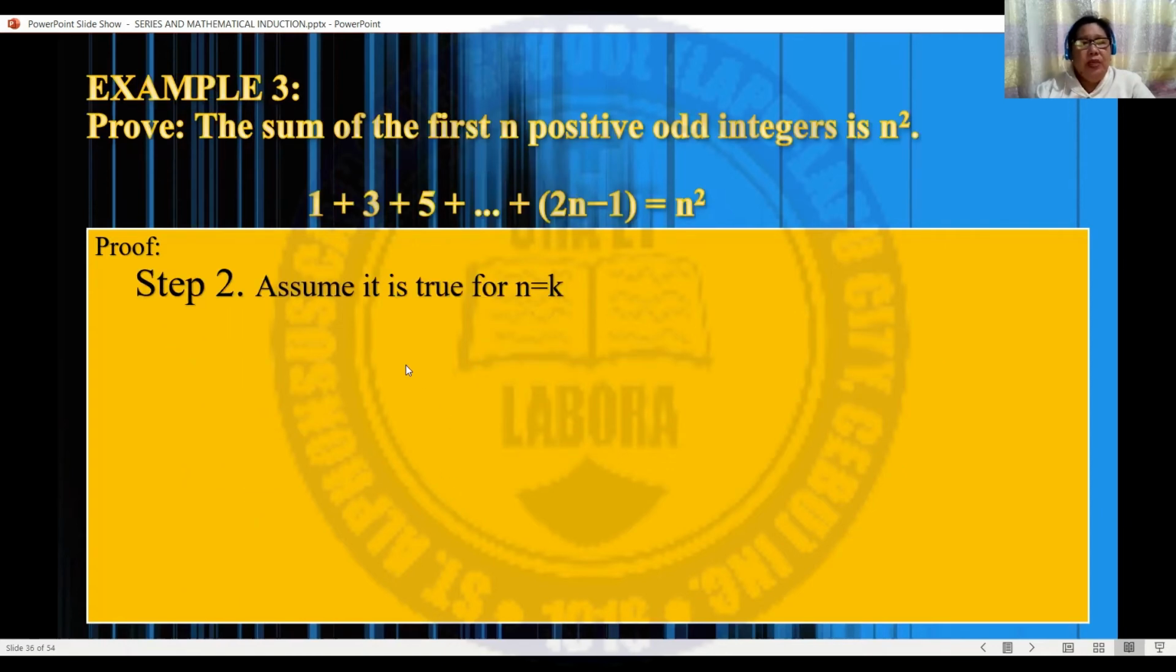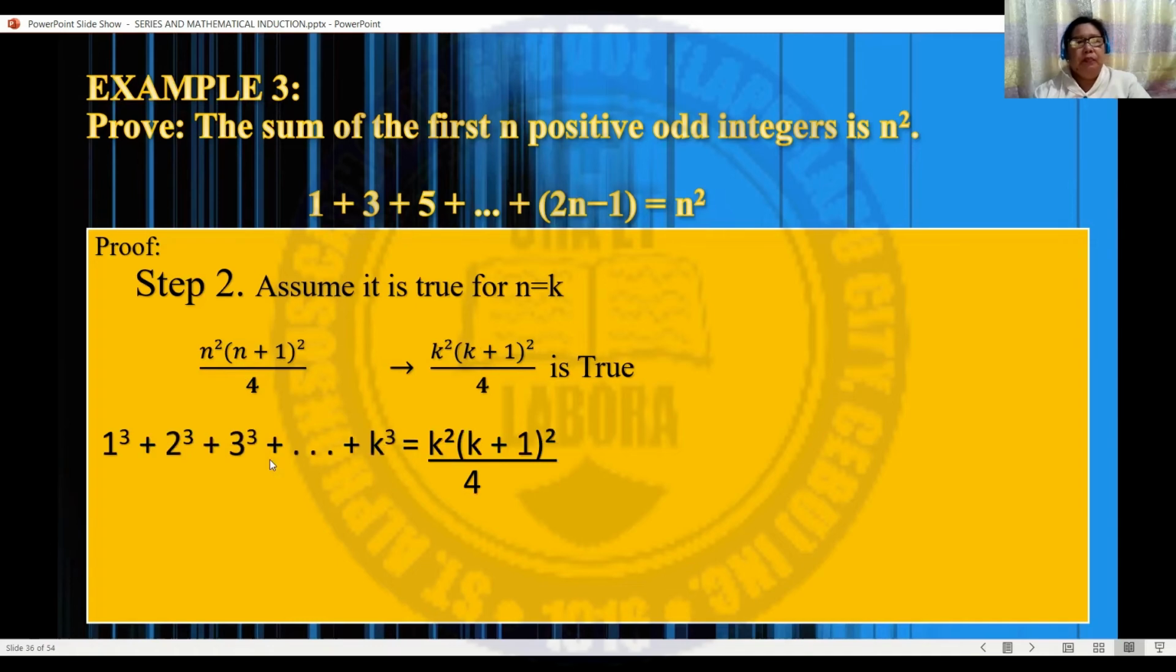For step 2, we have to assume that it is true for n is equal to k. So just change n into k. And k squared times the square of k plus 1 over 4 is true. This is an assumption. And expressing this, 1 cube plus 2 cube plus 3 cube and so on until k cube, is equivalent to k squared times the square of k plus 1 over 4.